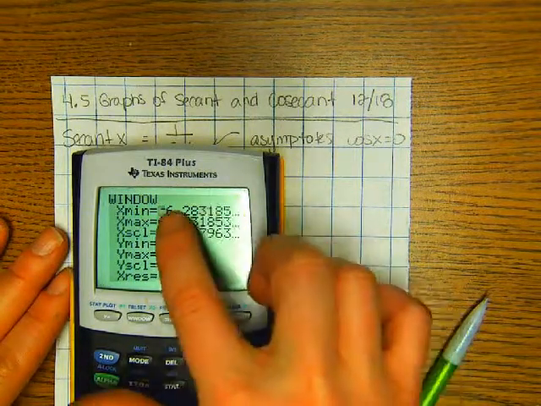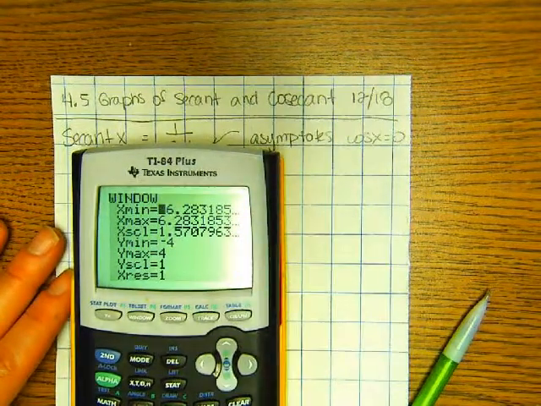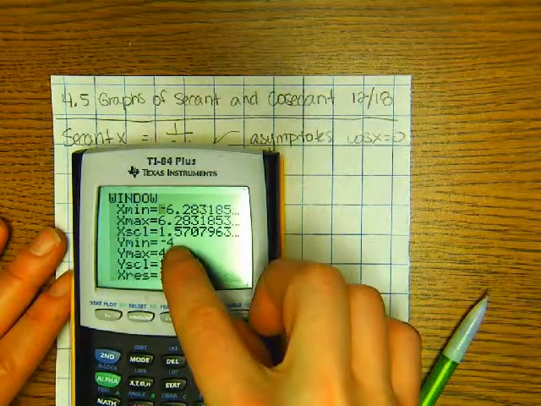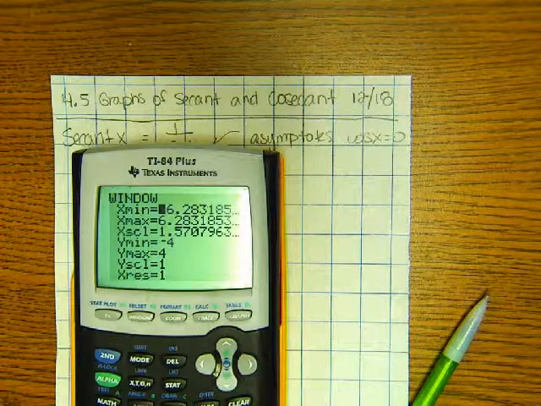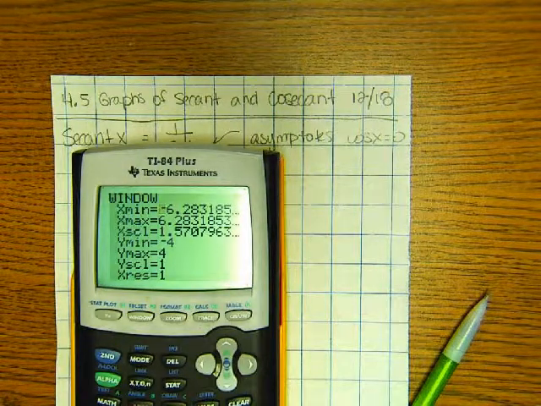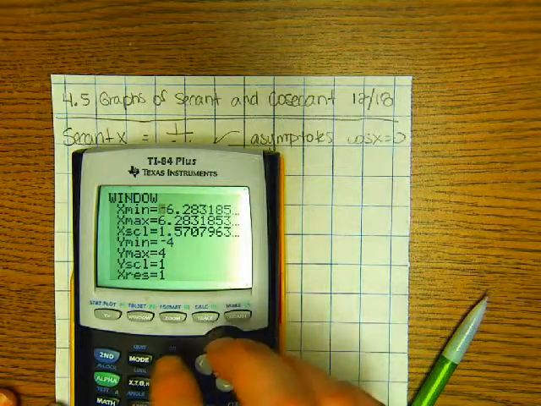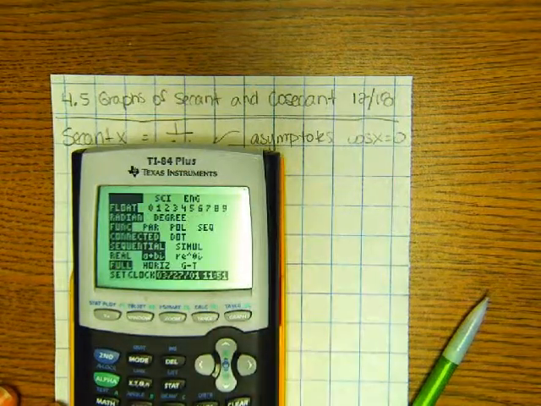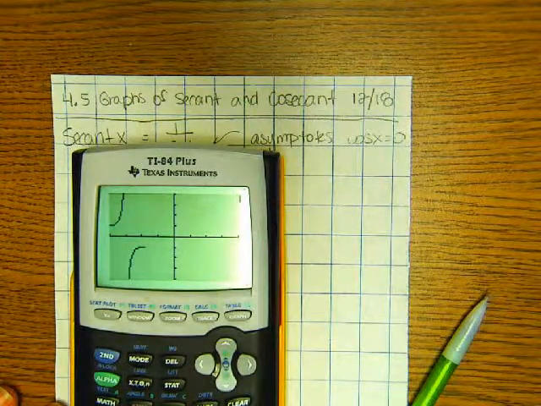So I'm going to type in 1 over cosine x. I'm going to make my window negative 2 pi to 2 pi, scale of pi halves. And I'll make my y min negative 4 and my y max 4. And always, for graphing, we have to double check that we're in radian mode. Okay.